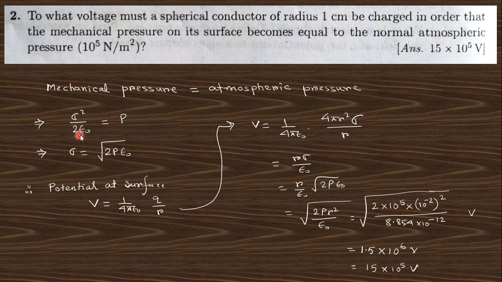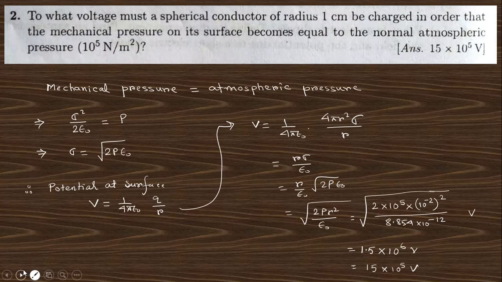From there you can get this expression for sigma, and the potential at the surface is 1 by 4 pi epsilon naught times q by r, so q is nothing but 4 pi r square sigma. If you put in this value of sigma, you will get this expression, and putting in the values given here, the pressure and epsilon naught, you will get this value, that is 1.5 times 10 to the 5 volt.